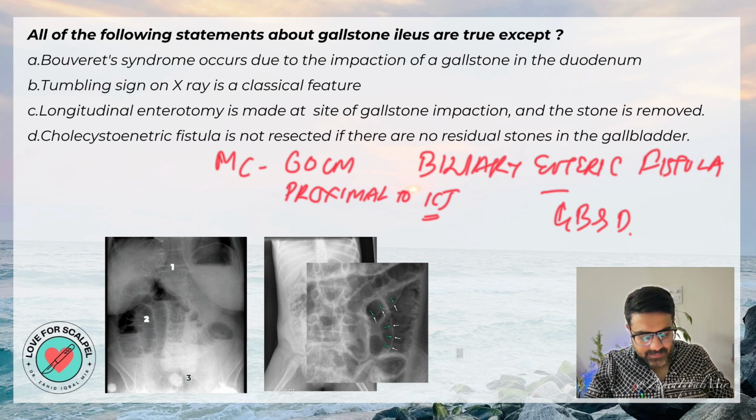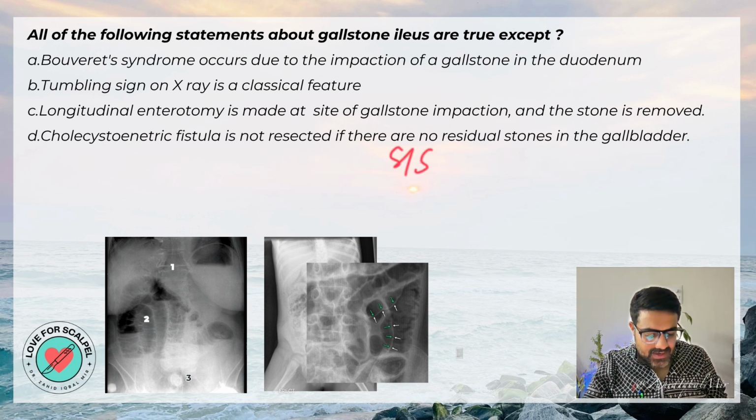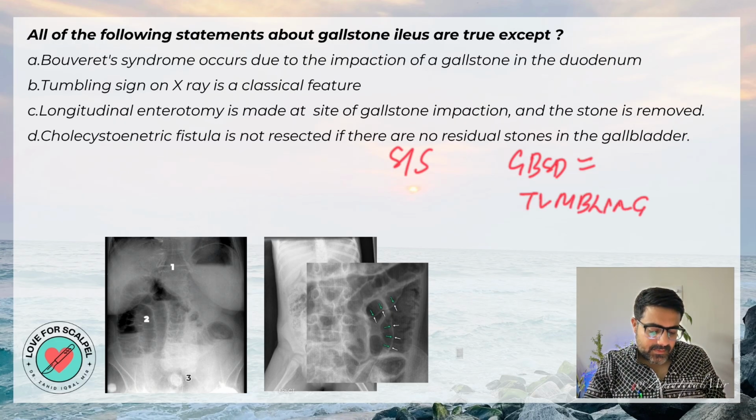Now the signs and symptoms: it presents with signs and symptoms of intestinal obstruction. There will be pain, abdominal distension, vomiting, and there will be a history of gallbladder stone disease. This is important. The pain here will be episodic and recurrent, and there will be tumbling obstruction. So basically there is a ball valve effect, there are recurrent and relapsing episodes of obstruction because of this gallstone.